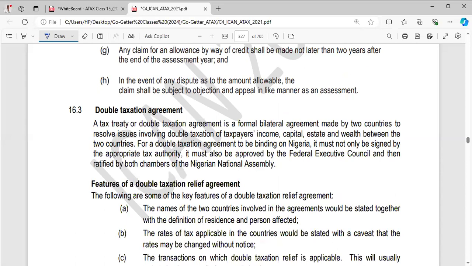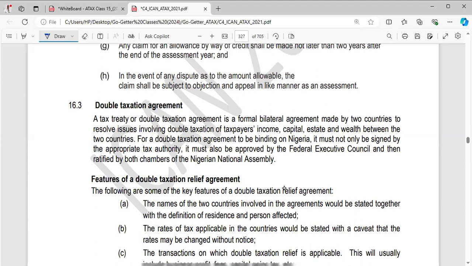A tax treaty or double taxation agreement is a bilateral agreement made by two countries to resolve tax issues. We mentioned that at the beginning. For a double taxation agreement to be binding on Nigeria, it must be signed by the appropriate tax authority and approved by the Federal Executive Council. Now let's look at the features.